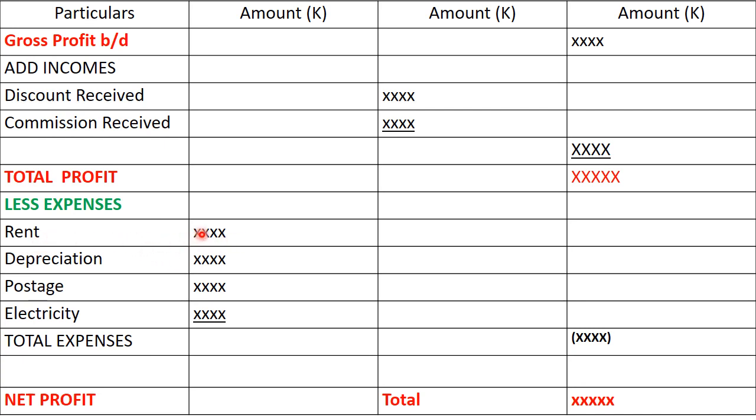Okay, so you write the value here. Depreciation is something that we're going to discuss later. It's when an item is losing value in terms of usage.